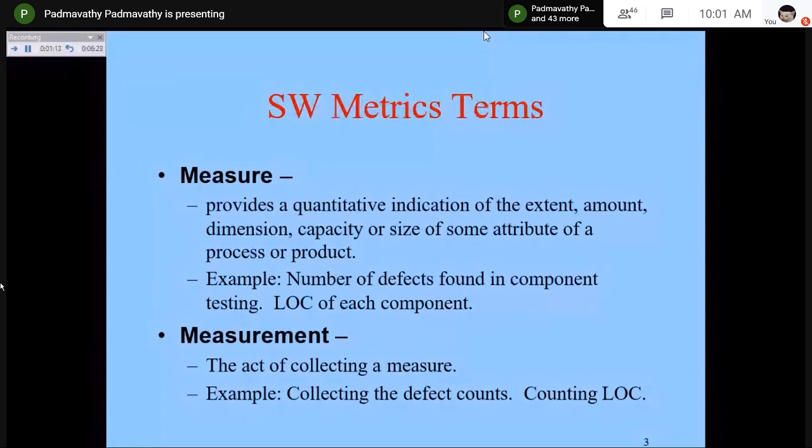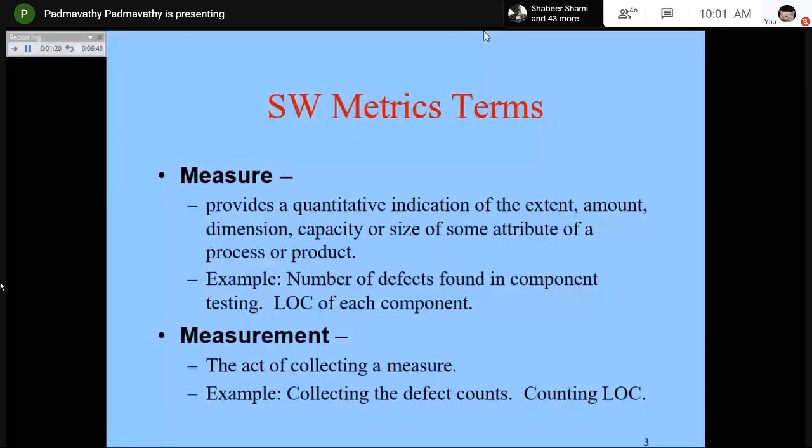Also, the number of defects that are found in a program while testing. Okay, all these become measurements. And measures, these are all the various measures. Measurement, what do you mean by this term measurement? It is the act of collecting a measure.